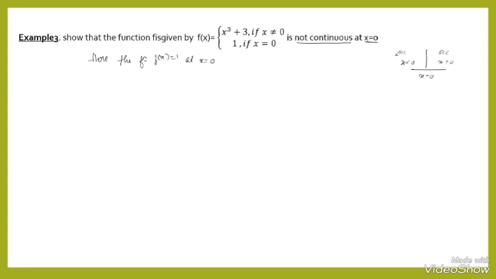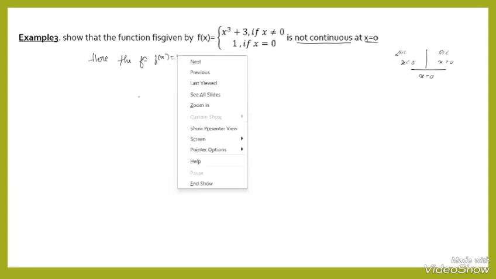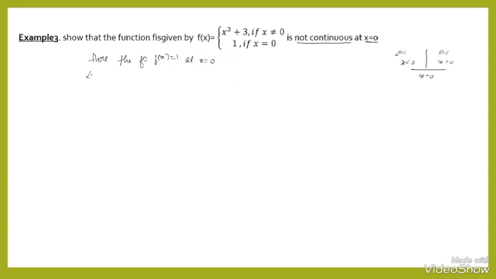They already defined the function f(x) = 1 at x = 0. Now, check the left-hand limit. The limit as x tends to 0 minus of f(x). Here, 0 minus means x is less than 0. What is the value of the function? The function is x cube plus 3.